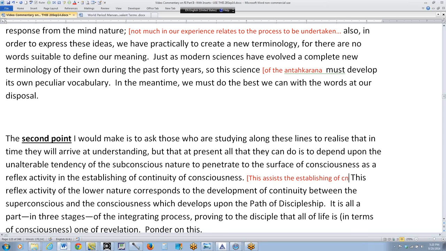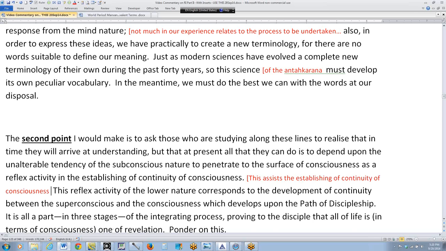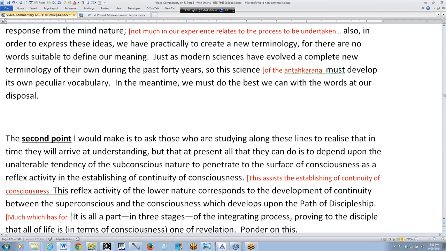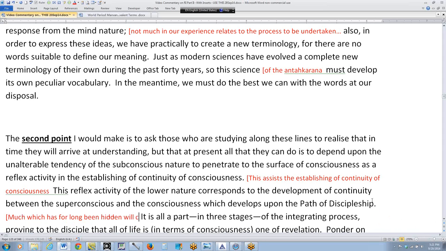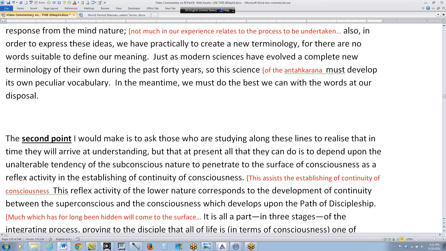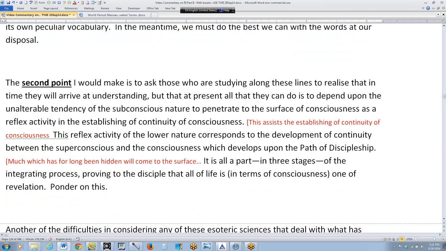of continuity of consciousness. The reflex activity of the lower nature corresponds to the development of continuity between the superconsciousness and the consciousness which develops upon the path of discipleship. In other words, much which has for long been hidden will come to the surface. It is all a part in 3 stages of the integrating process, proving to the disciple that all life is, in terms of consciousness, one of revelation.